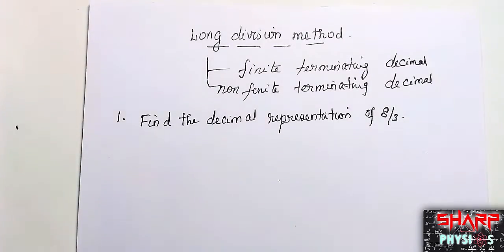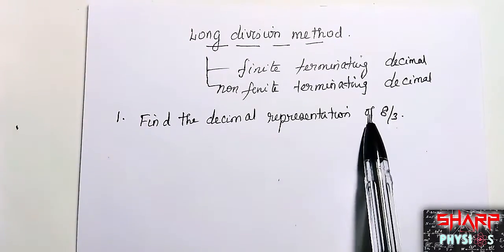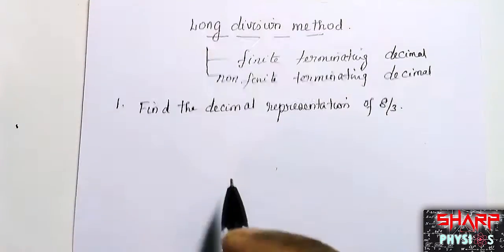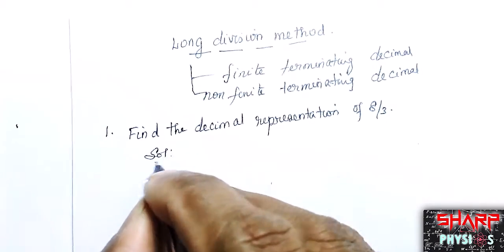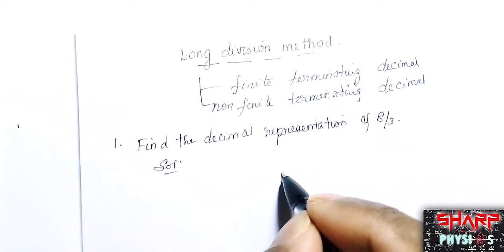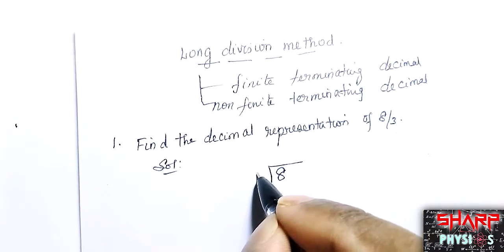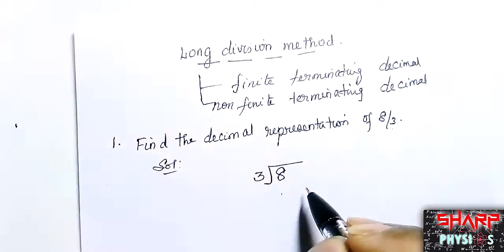First we will be seeing a very simple problem. Find the decimal representation of 8 by 3. So this we will get a non-terminating decimal. Solution: keep the 8 inside and outside we take the denominator 3, 8 divided by 3.